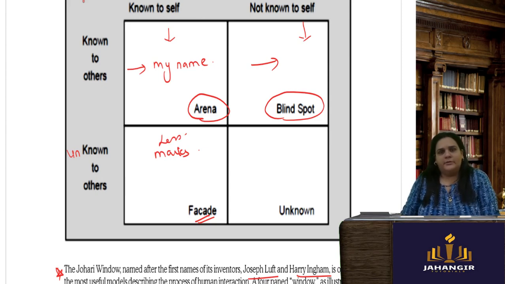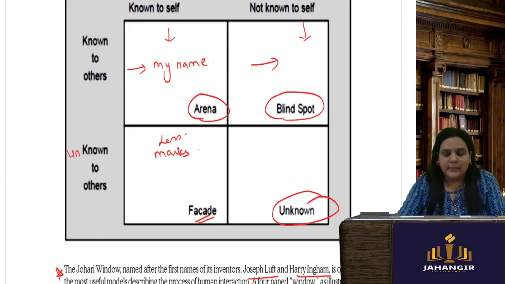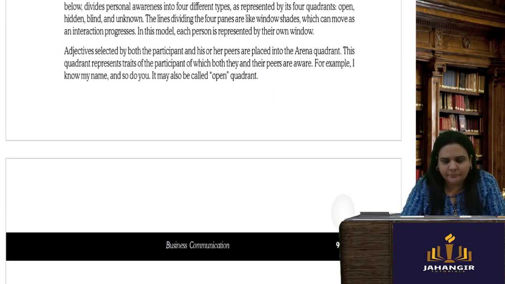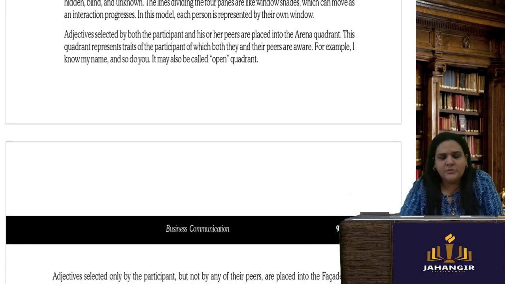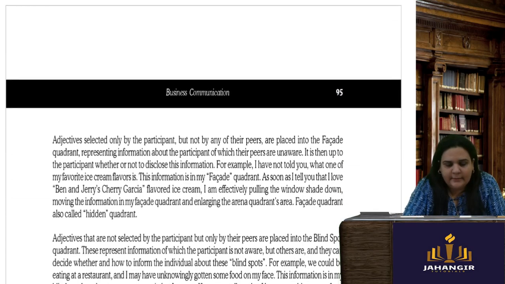And then there are certain things which you don't know about yourself, nor do others know it. Those are known as the unknown part. You yourself are not aware that you have this ability or that you can do this particular thing. So this is a window wherein it is unknown to yourself as well as to others. When you read this, the open window is also known as the open quadrant. 4 quadrants, 4 windows are there, right?